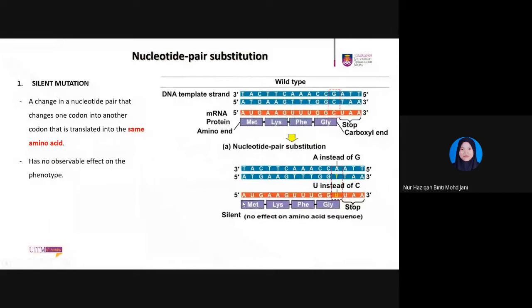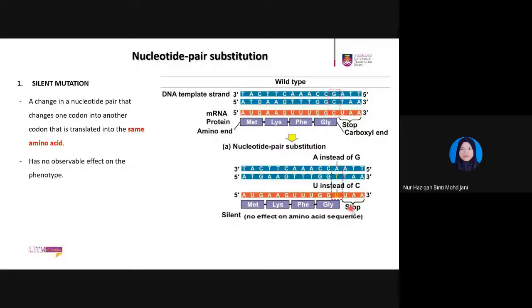Okay, so silent mutation basically berlaku disebabkan oleh perubahan yang berlaku pada base yang ketiga of the codon. So wild type base yang ketiga berubah, 1, 2, 3. Instead of guanine, it codes for adenine. Obviously when you change the DNA template you will change the sequence of the mRNA. But you are fortunate because when you change the third base, instead of reading GGC, it reads GGU. Because the change only occurs at the third base, this still codes for the same amino acid.